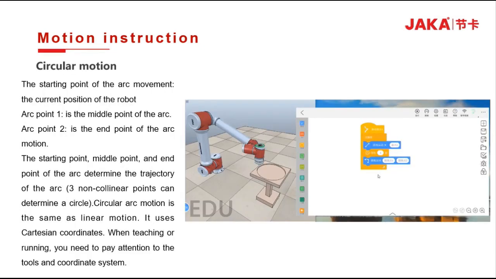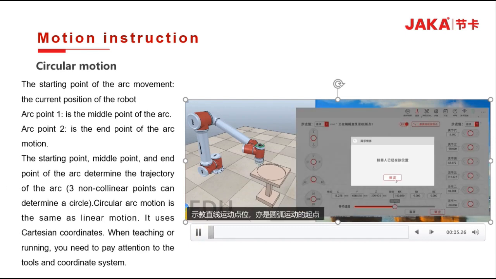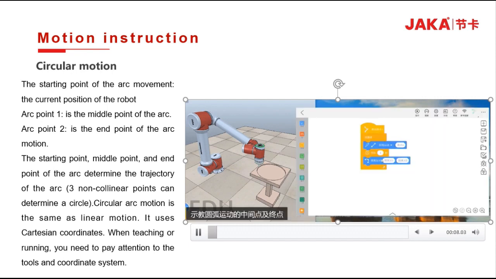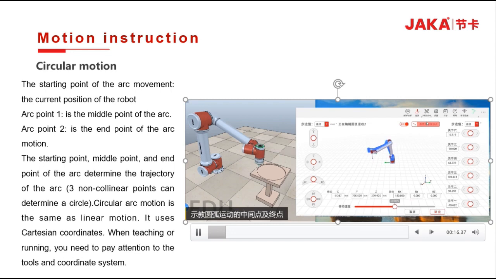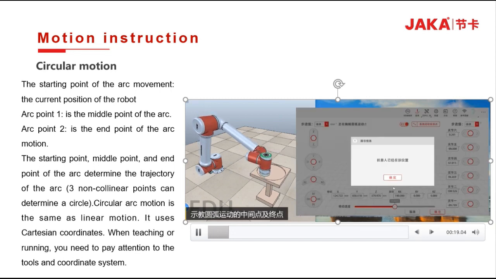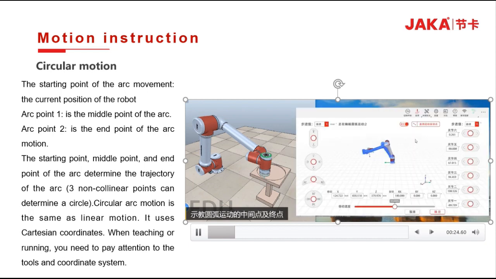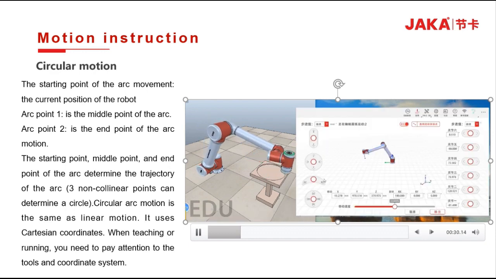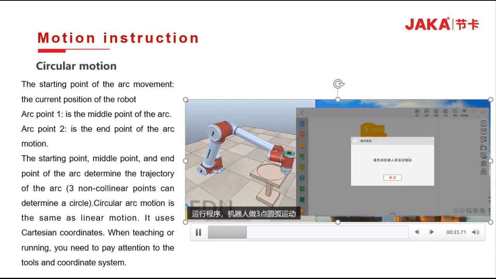Look at the motion effect of our arc transition and its programming. First, you need to teach the starting point of the robot. It will be the first point of our arc motion and also the current position of the arc. Then you need to teach the point in the middle and the point at the end. For that, you need to click on 1 and 2. It will jump into the robot teaching interface. When it's done, we can run the program.